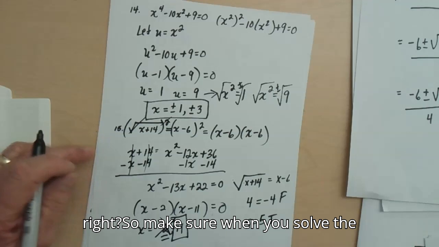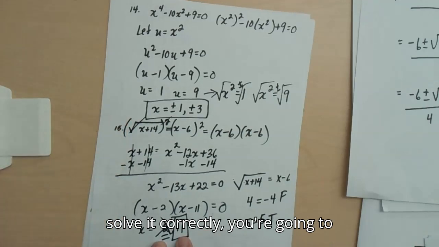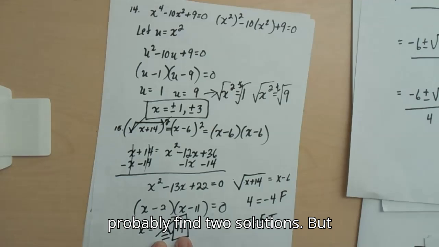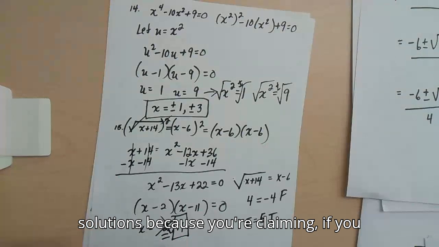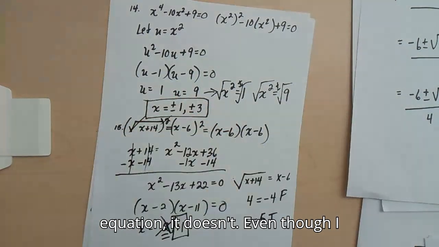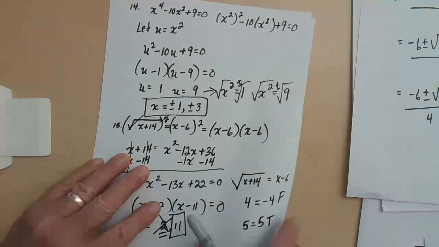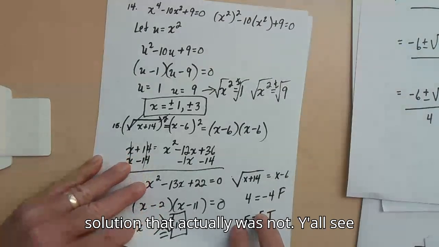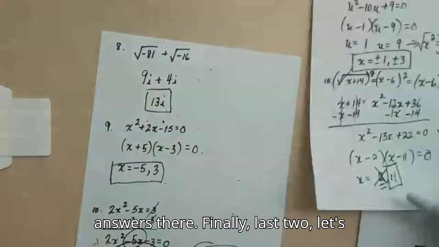So make sure when you solve a problem like this on the test, if you solve it correctly, you're going to probably find 2 solutions. But don't tell me that both of those are solutions, because if you do that, you're claiming 2 solves this equation. It doesn't. Even though I wouldn't want to take any points off, I would kind of have to take off something because you told me something was a solution that actually was not. Y'all see what I'm saying? Okay, so check your answers there.